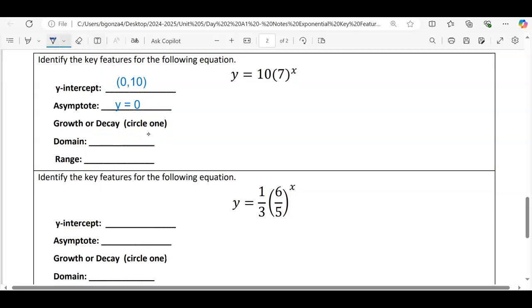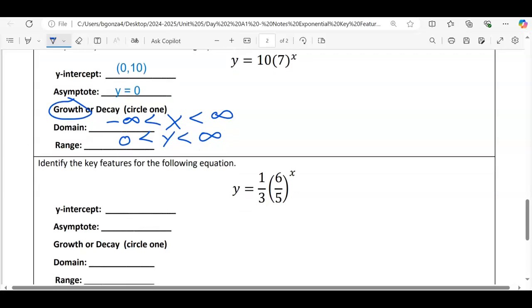And then what else did we say about domain and range? It's always going to be x is all real numbers, or negative infinity, positive infinity. And the range is always 0 to infinity. Do you see how this works? The first number is the y-intercept. The second number tells you if it's growth or decay. And you know asymptote, domain, and range are always the same.